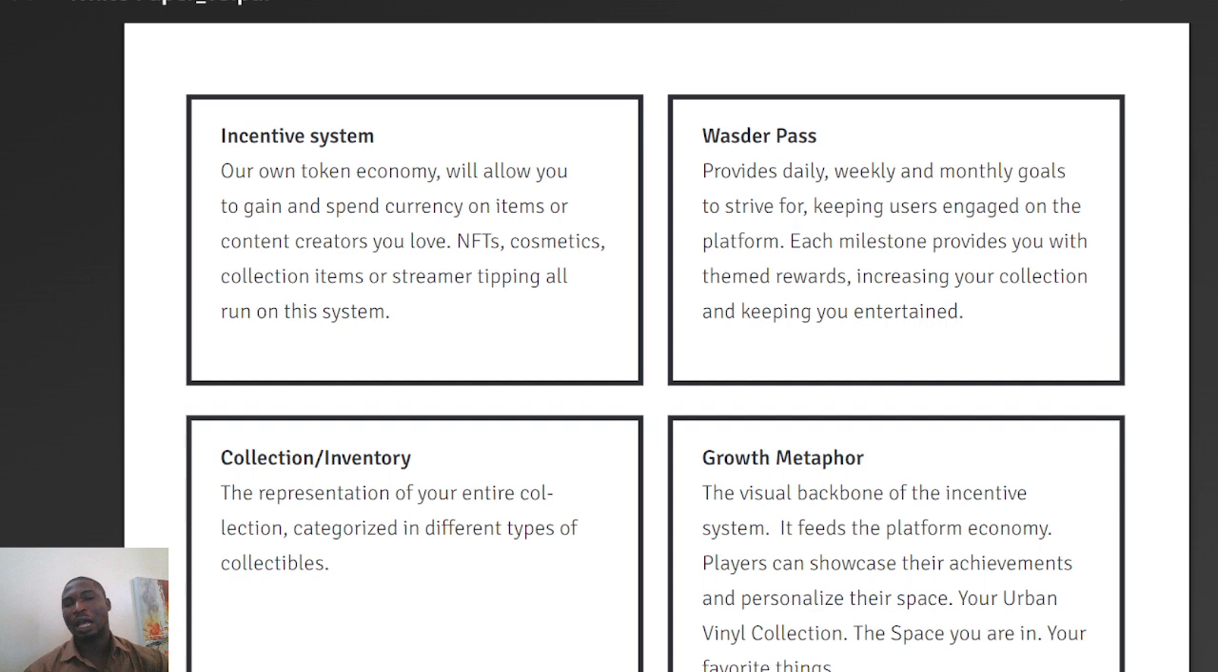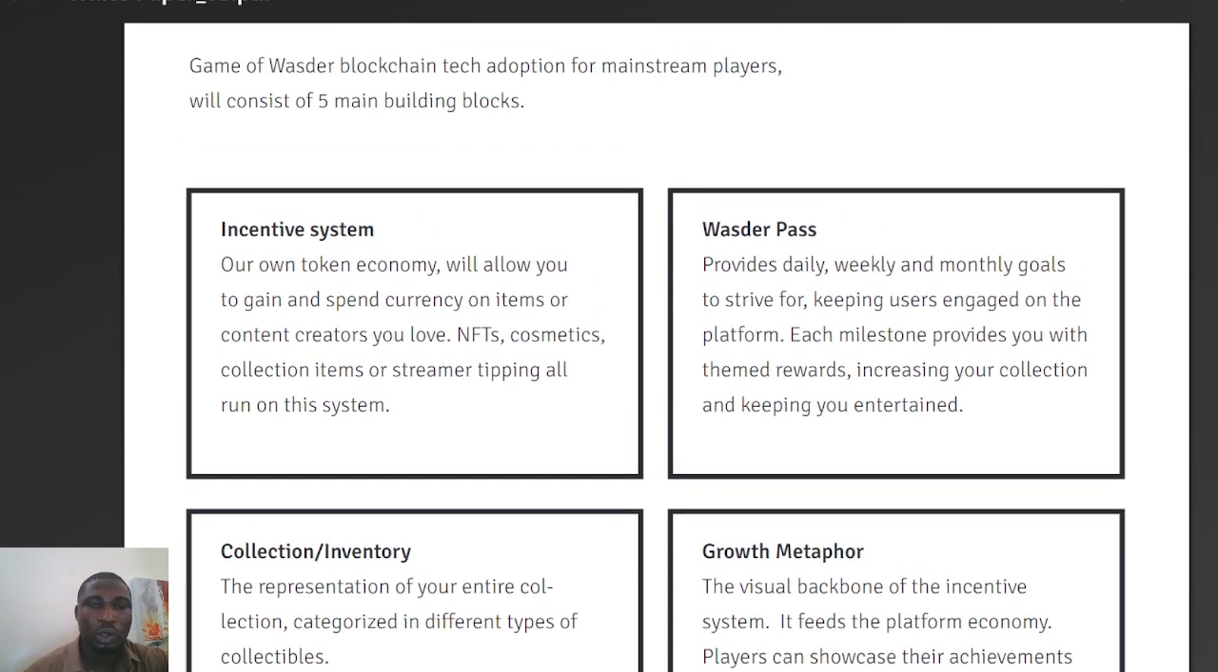So now, as we are moving ahead, remember what we're talking about is the token itself. What is it really all about? What do we need to know when looking at this token? Now we're going to begin to get some analysis about this token, and how we can go about it. From this place, we can see that this game is about blockchain tech adoption for mainstream players and actually consists of five main building blocks.